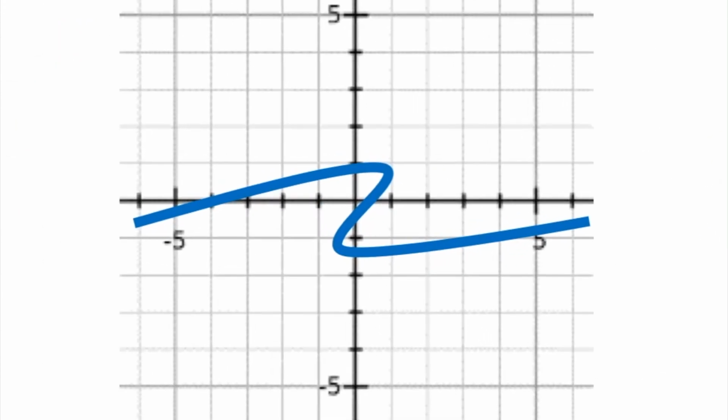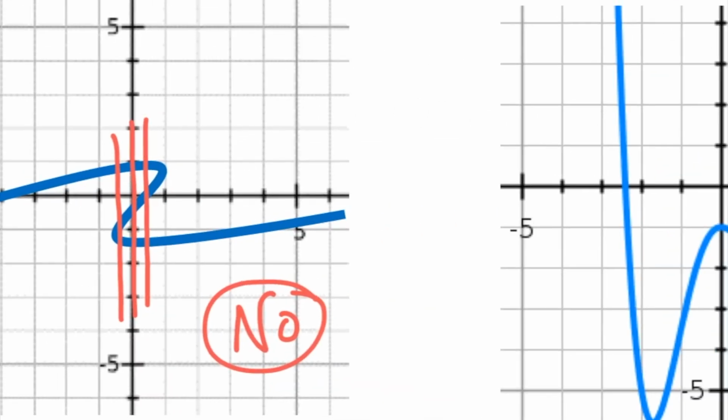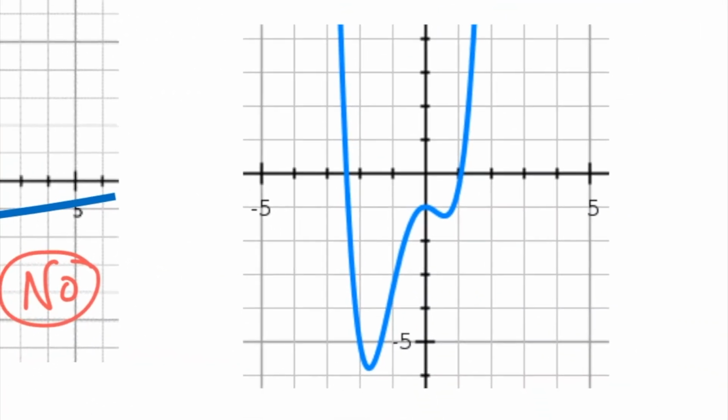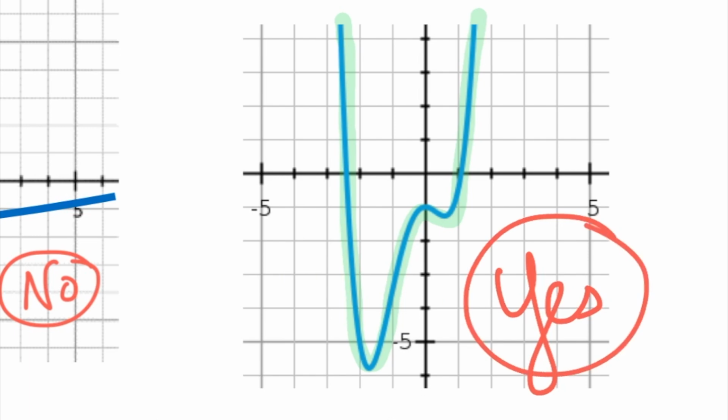In this graph, it would fail the vertical line test near the middle, either here or here or here or so on. So the answer there is no. And in this last graph, there is nowhere on the graph where the x value has more than one y value, and therefore this graph, yes, is the graph of a function.